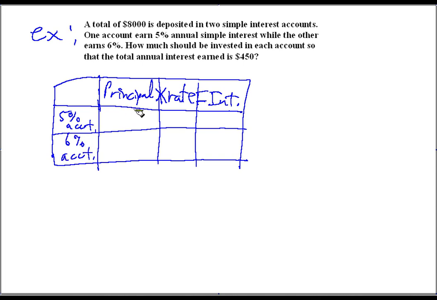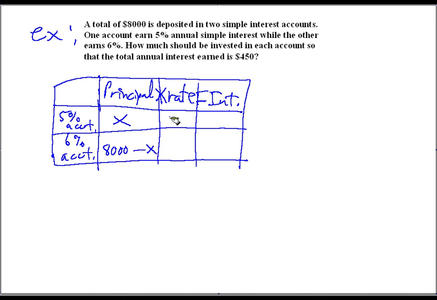Now, the variable will go into the principal column here. It says a total of $8,000 is deposited into these two accounts. But of the $8,000, we don't know how much was placed into each account. That's what we're trying to find out. So let's make the 5% account X dollars. So I'm putting X dollars of the $8,000 into the 5%. That means how much am I putting into the 6%? Well, that's going to be 8,000 minus X, naturally, because the total is 8,000.